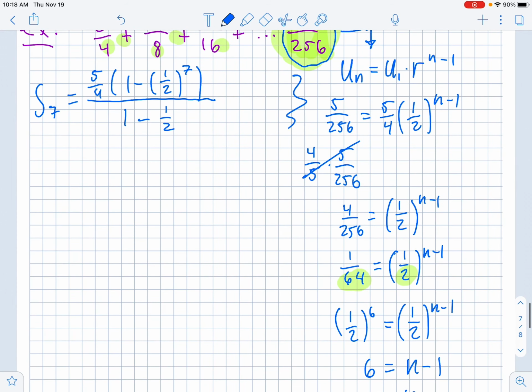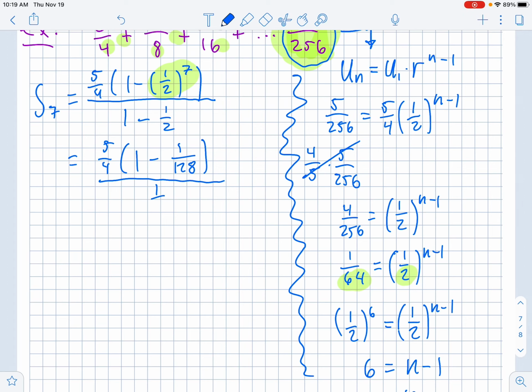So, let's keep a little divider here that I'm only working on this side. I'm going to let that 5/4 chill. This part right here, 1/2 to the 7th, just means it's 1 over 2 to the 7th, and 2 to the 7th is 128. 1 minus 1 over 128. And then in the bottom, you get 1 minus 1/2, which is just 1/2.